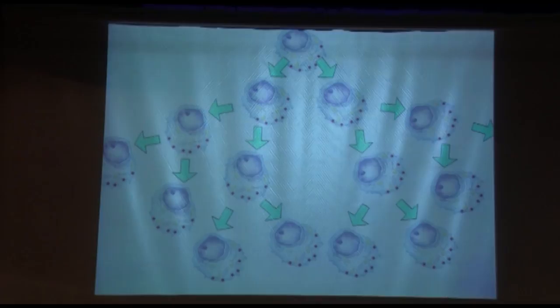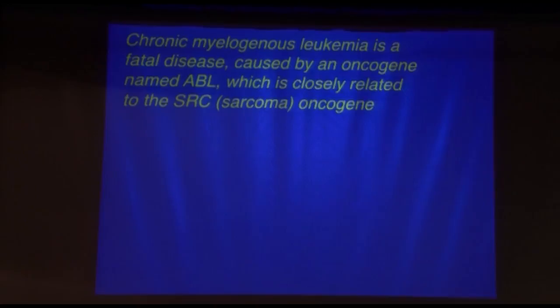This is a viral protein, but as I said, we get mutations in our bodies that cause the same kind of thing to happen. And there's a disease called chronic myelogenous leukemia in which a protein very closely related to the SARC protein is disrupted in its regulation. In fact, it looks very much like the SARC protein. Its regulation is broken, so it always switches on. When you switch on, you get this leukemia, which is absolutely deadly.